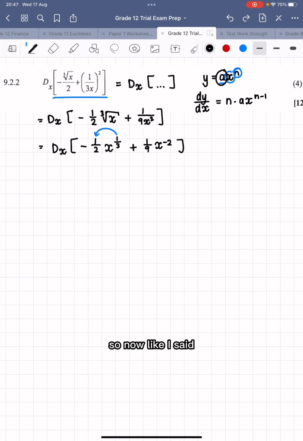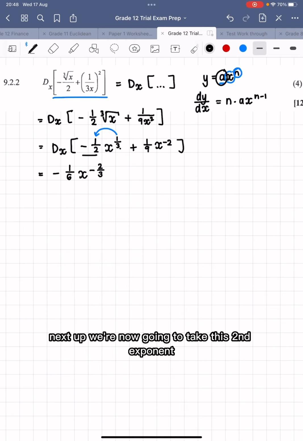So now, like I said, because we are actually doing the derivative, we are no longer going to be writing dx. We're going to say negative a half times a third. That's negative 1 over 6. And we're going to have our x. Now we're going to say a third minus 1, which is going to give us negative 2/3. You can use your calculator for that if you are unsure.